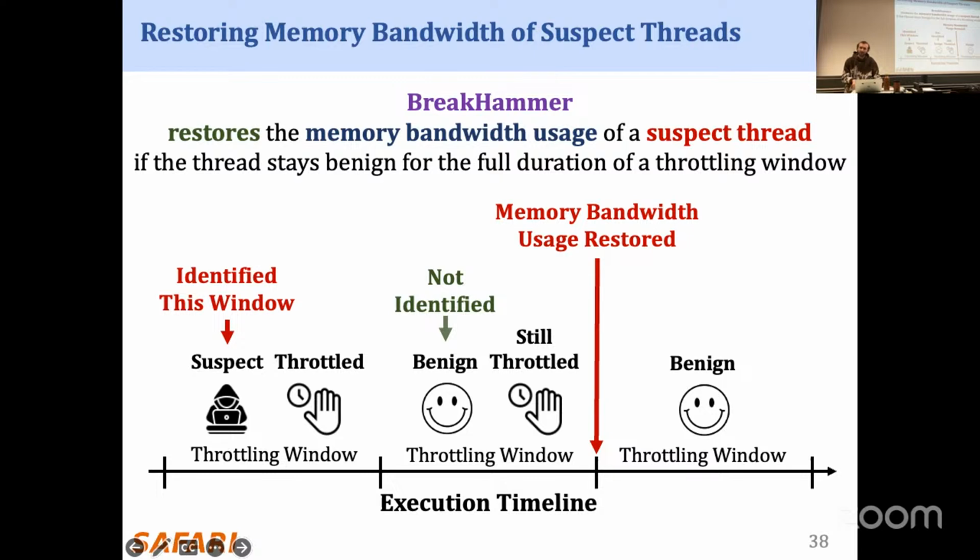You're saying benign applications can be identified as suspects, right? That is a possibility. If a thread is an outlier in a given system, let's say there are 16 threads, and 15 of them are not triggering any RowHammer preventive actions, and one thread is triggering many of them, that thread will be identified as a suspect. So it can happen. In our evaluation, I will discuss. In the paper, I guess I don't have results for it, but in the paper we do. But it can happen.